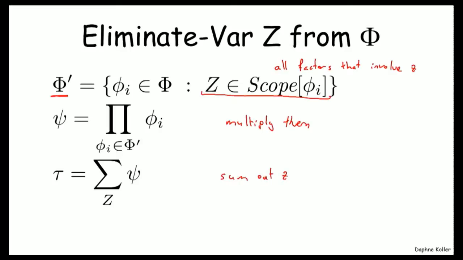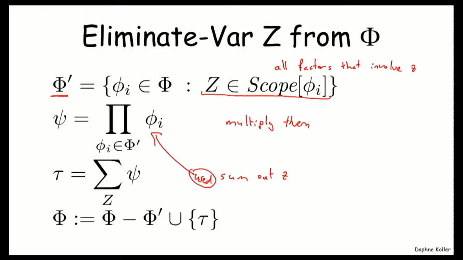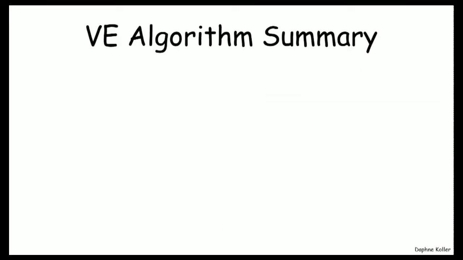Now, here is the important point. We've already used up these factors. These ones over here have now been used. We don't want to reuse them. And so we take them out of the set of factors, and instead we introduce the one that we just created by multiplying those factors and summing them up. This basic operation is what we use in the context of the algorithm as a whole.